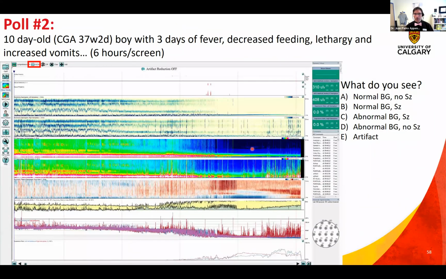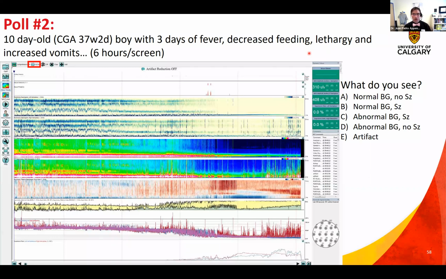And so, poll number 2. Marie, can you show it? Yes. Poll number 2. I hope I'm not talking too quick. It's wonderful. Okay. All right. Yeah, we can see it. So let's see. What do you see?